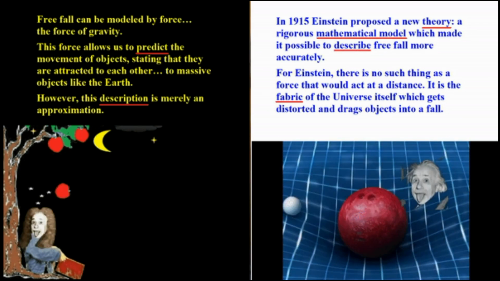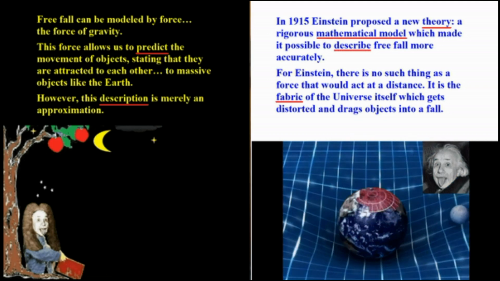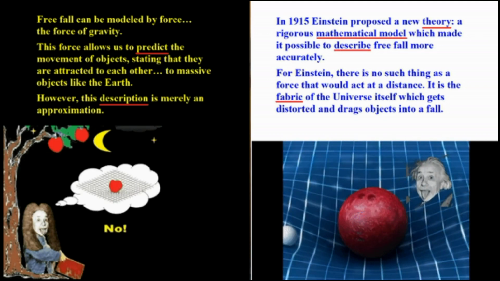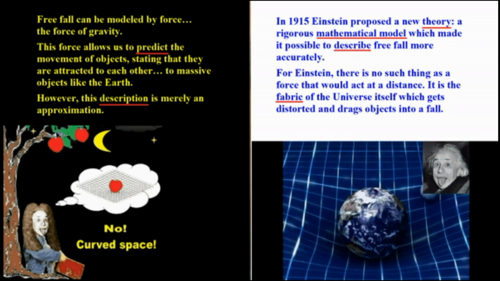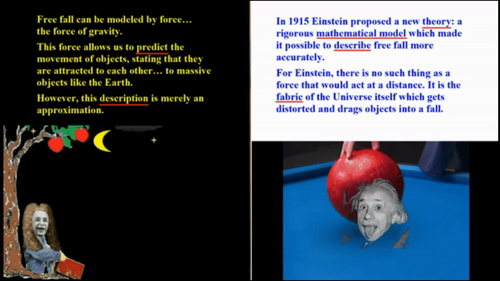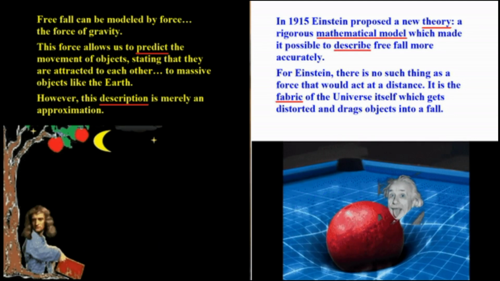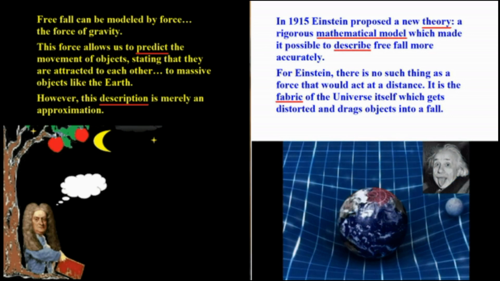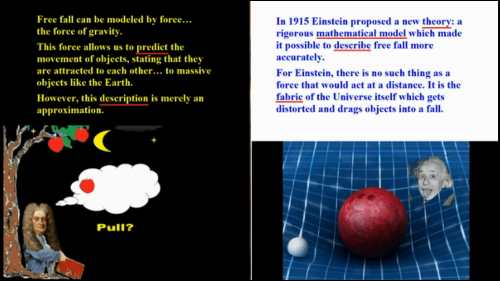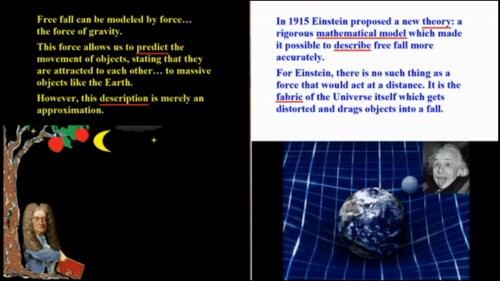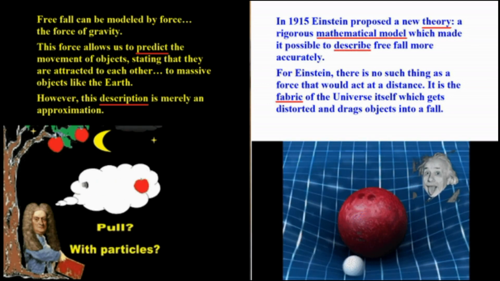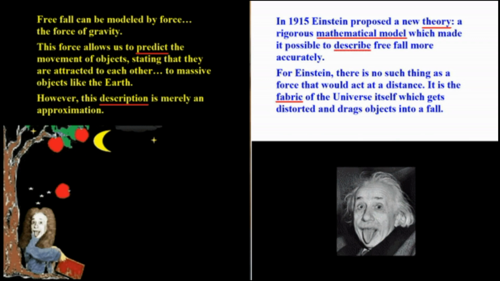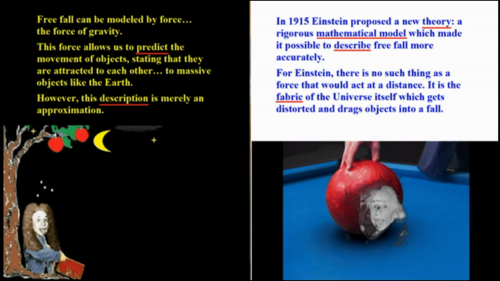Big problem, because mathematicians have gotten used to using the word theory when there is not a single theory in all of mathematical physics. Mathematics can only describe, and descriptions are not theories. Theories are explanations. Okay, so we have to define these terms to find out what we're talking about. And this guy continues, says, for Einstein, there is no such thing as a force that would act at a distance. It is the fabric of the universe itself which gets distorted and drags objects into a fall.